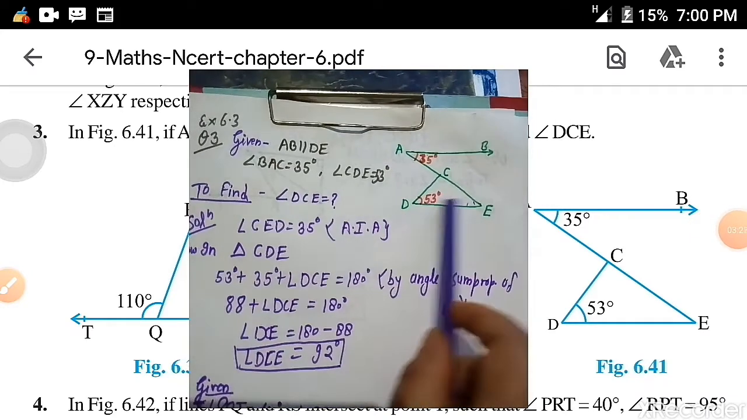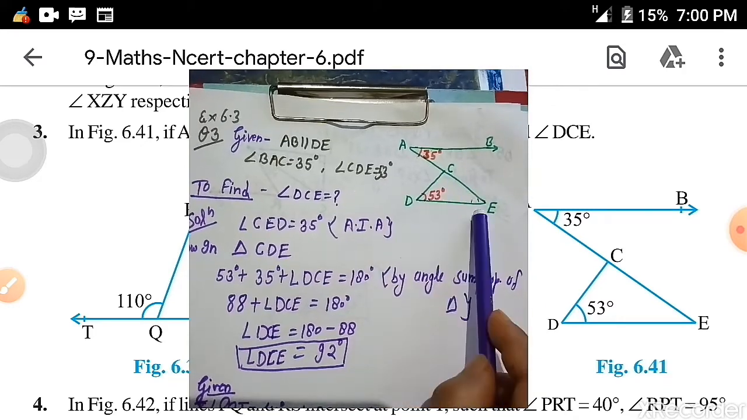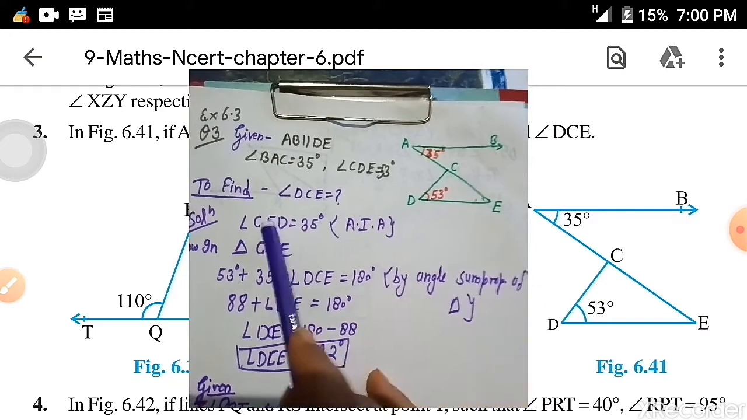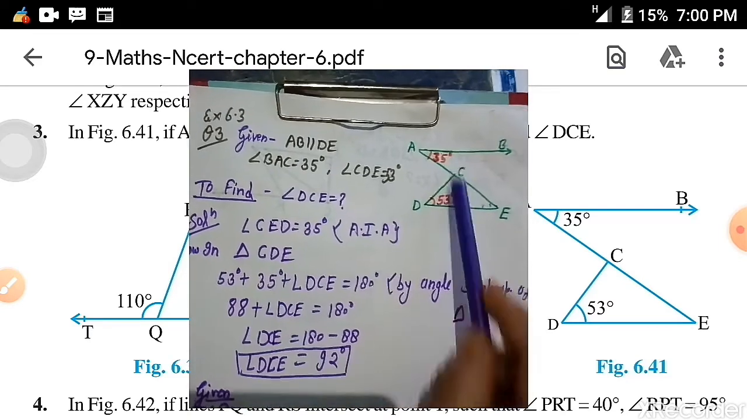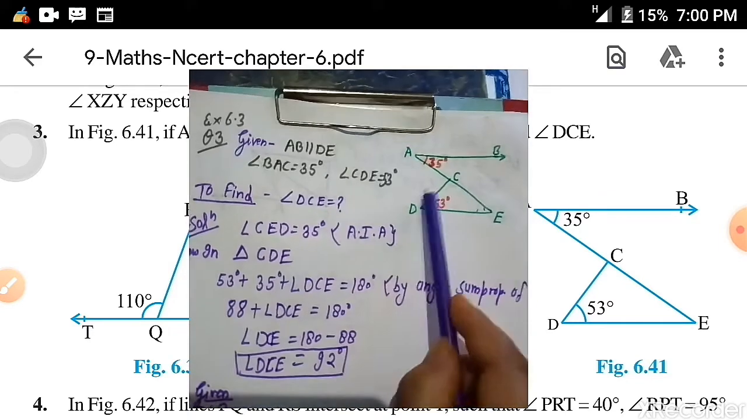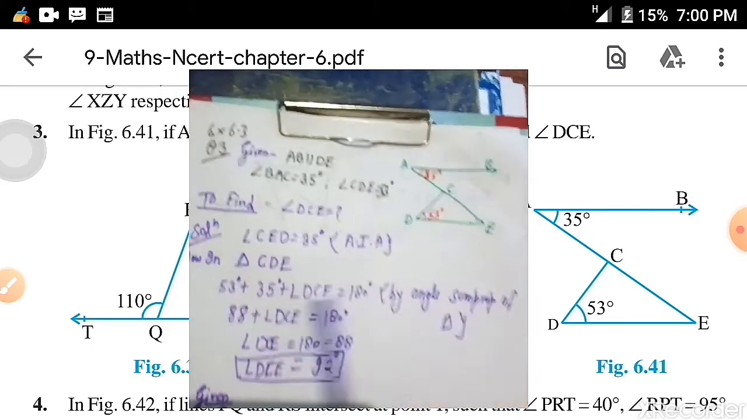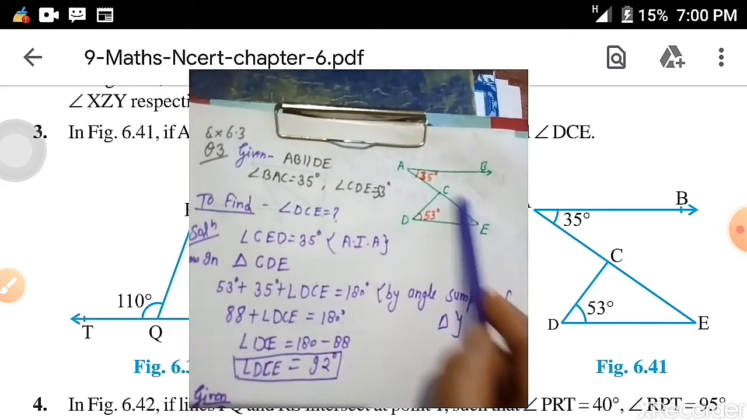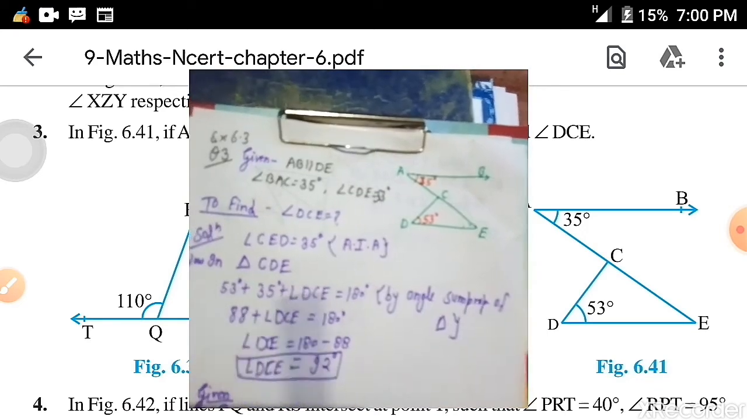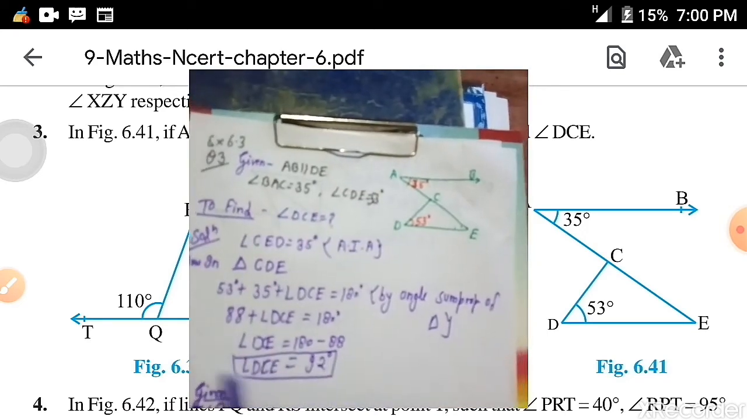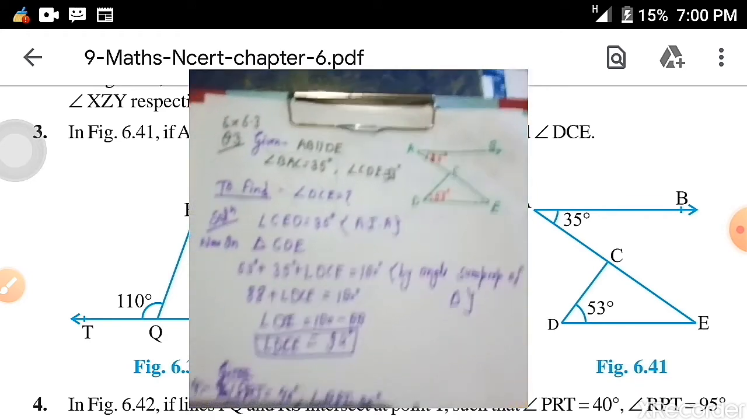You can see that this is CED. CED is equal to 35 degree. It's alternate interior angle, zigzag. And now in triangle CDE, this is 53 and this is 35 degree. 53 plus 35 plus this angle is equal to 180 degree by angle sum property of triangle. Then we will add these, it's 88, plus this. 88 will shift there and it will be negative, and the answer is DCE is equal to 92 degree. Now move to the next question.